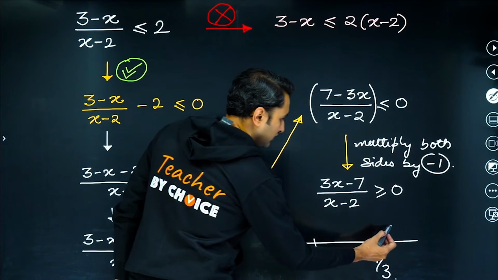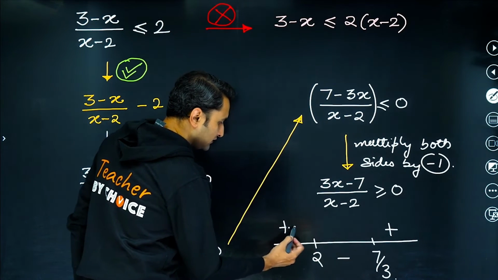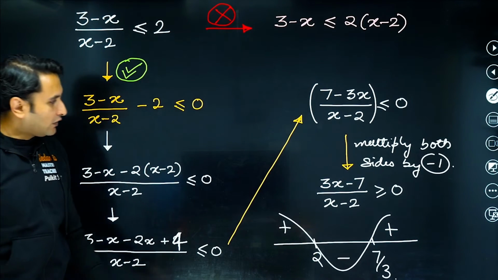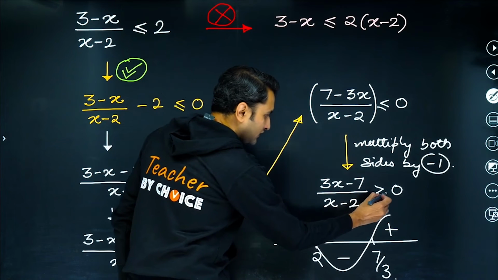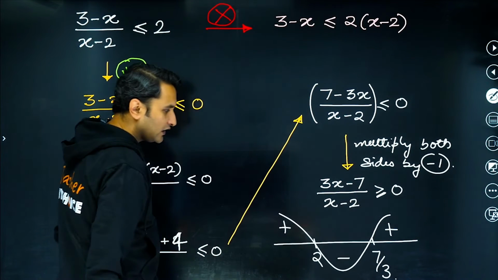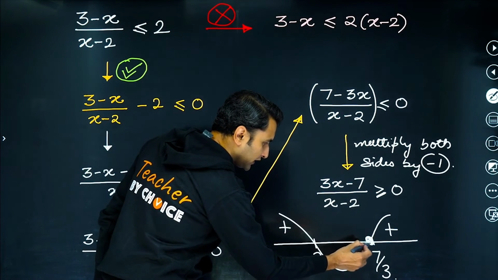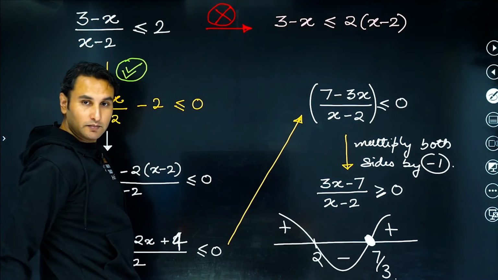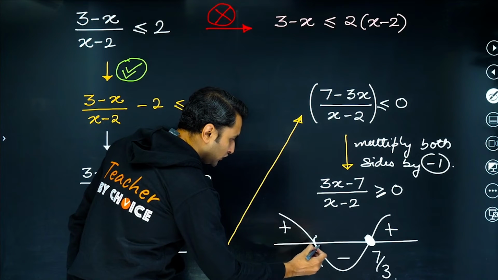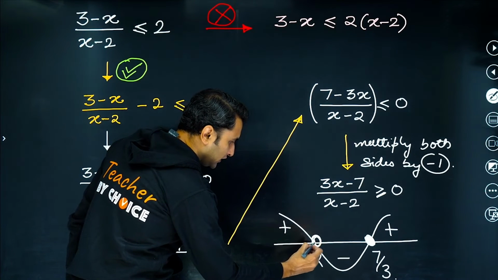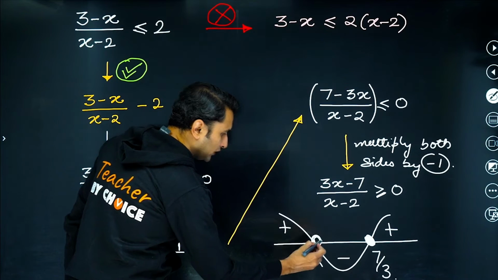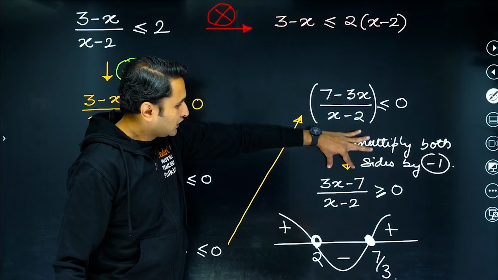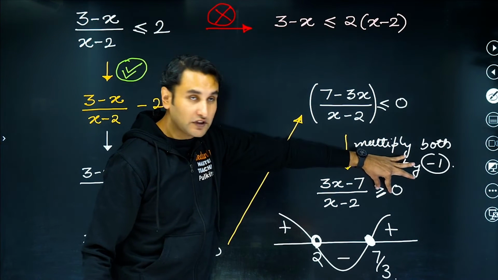Wavy curve says plus minus plus, but it is equal to 0 also. So what can I include? I can include the root of the numerator. X can be 7 by 3. X cannot be 2. Open at 2 because denominator cannot be 0. Closed at 7 by 3 because of equal to 0.